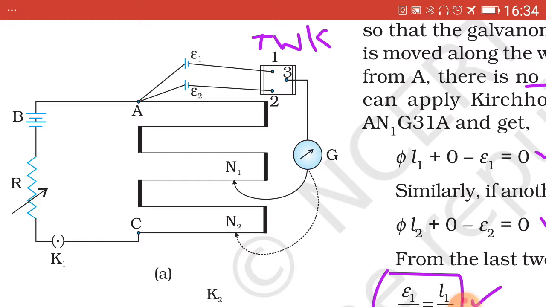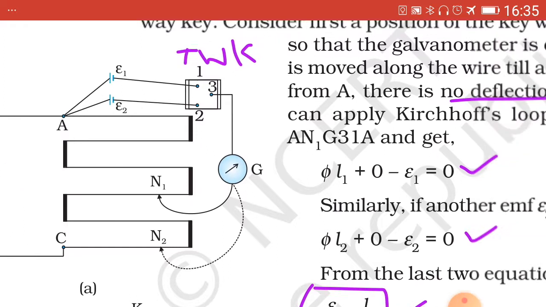K1. And now from point 3, the third terminal of the two-way key, there are three terminals 1, 2 and 3 shown in the two-way key. From the third terminal it is connected to a galvanometer, then the other end of the galvanometer is connected to a jockey which is slid on the wire, and it is shown at point N1 on the wire. Similarly, another point is shown slid on the wire at point N2. Now we refer to the description.